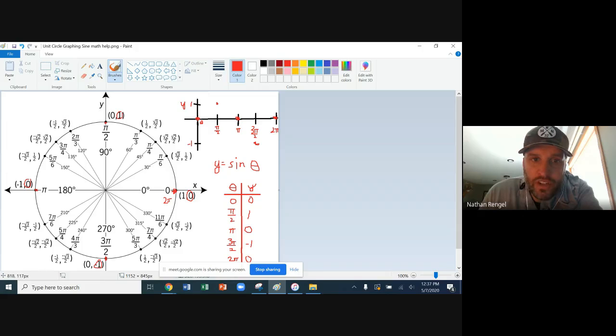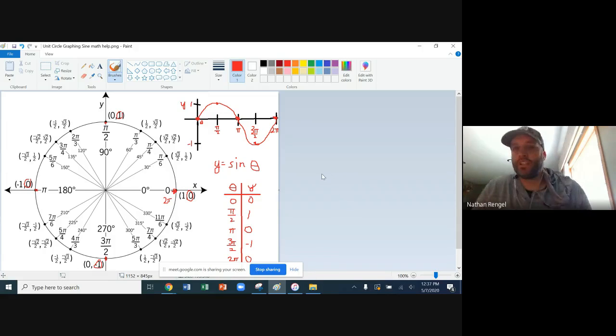And we're going to do our best to draw the curve. So the curve goes up. It's going to come back down through 0, through negative 1, and then back to 2 pi.